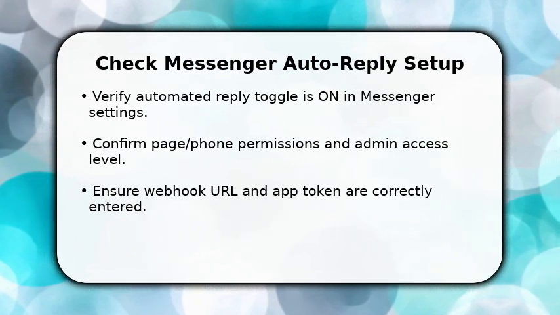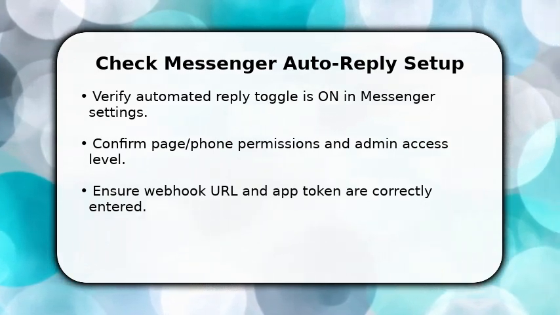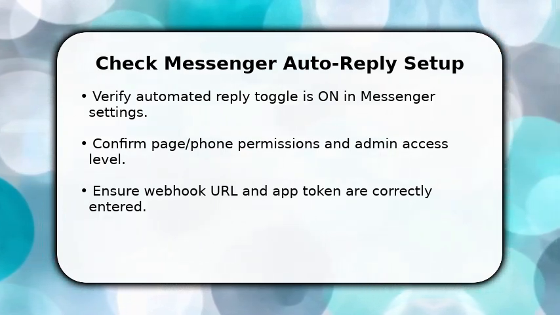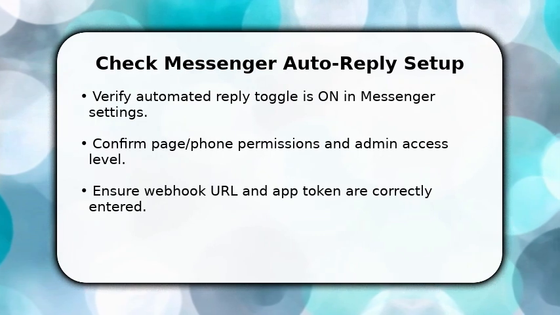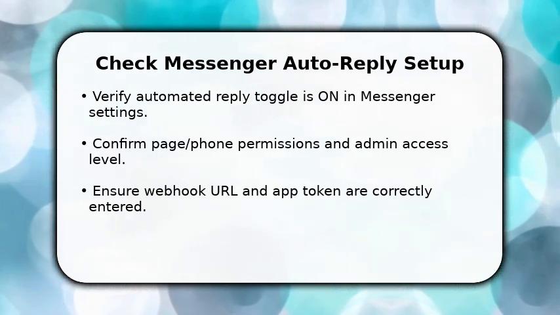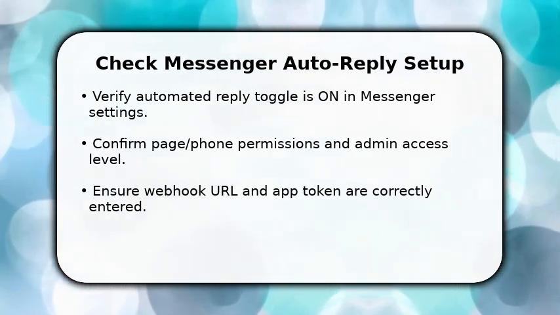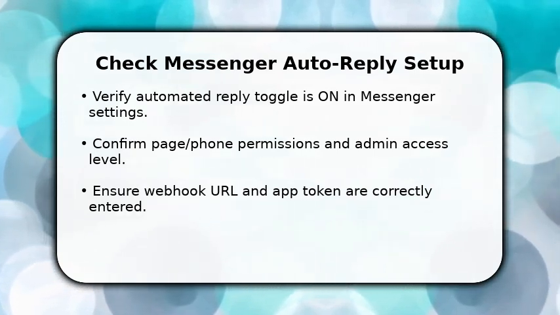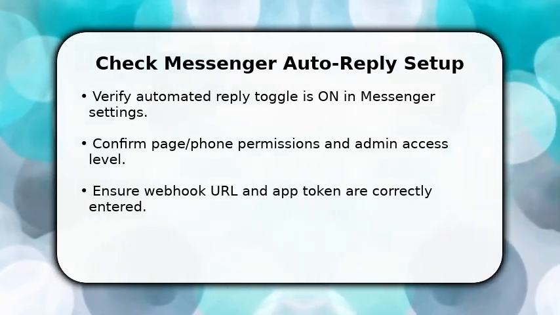Next, verify you have admin or required role permissions because lacking access prevents triggers. Also check the webhook URL and app token fields. If they are incorrect, messages never reach your logic. Once done, save settings and send a test message so you can observe the initial behavior immediately.